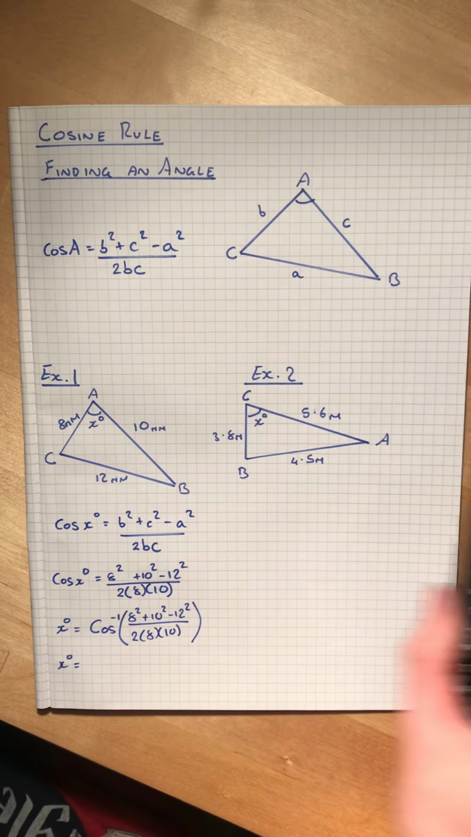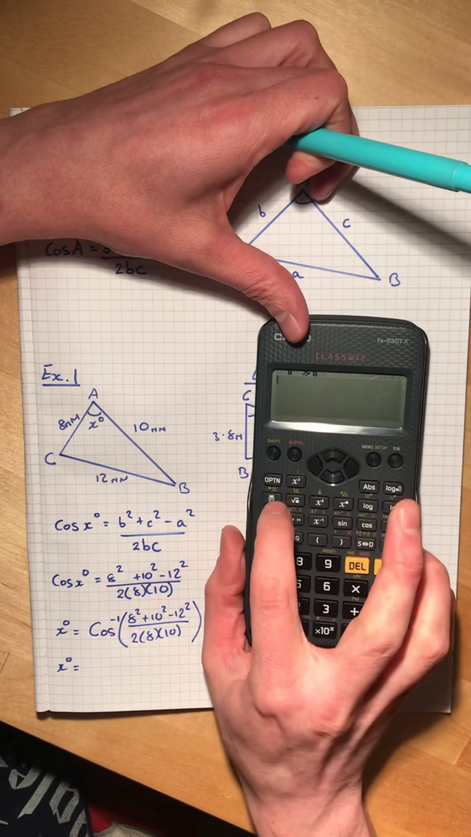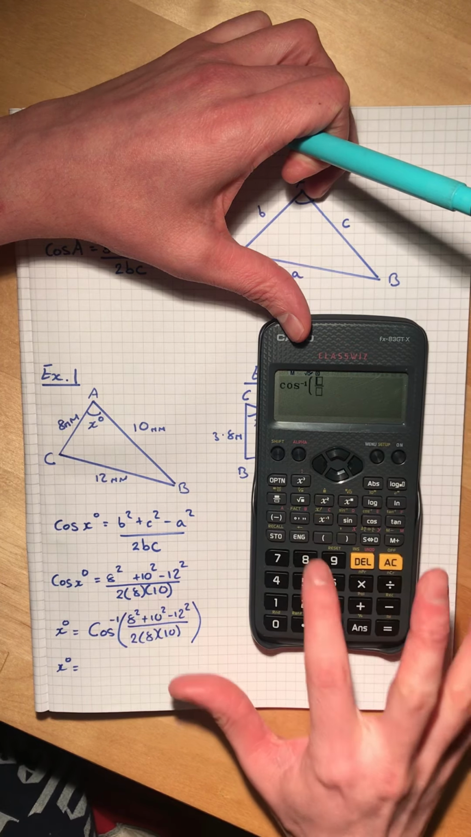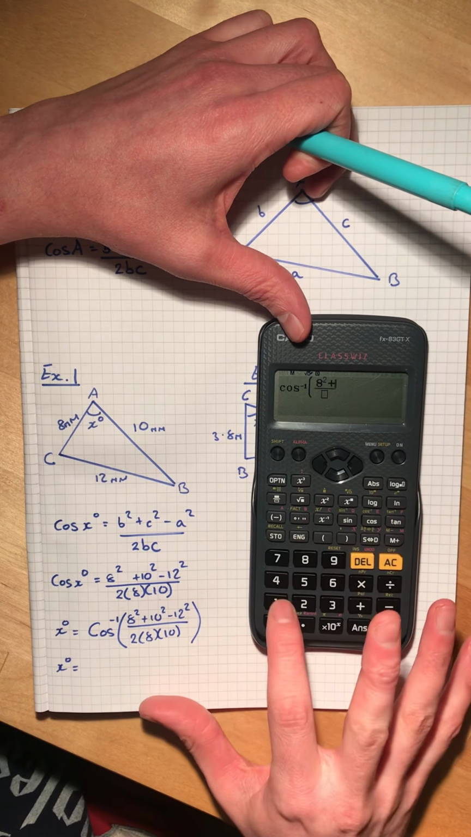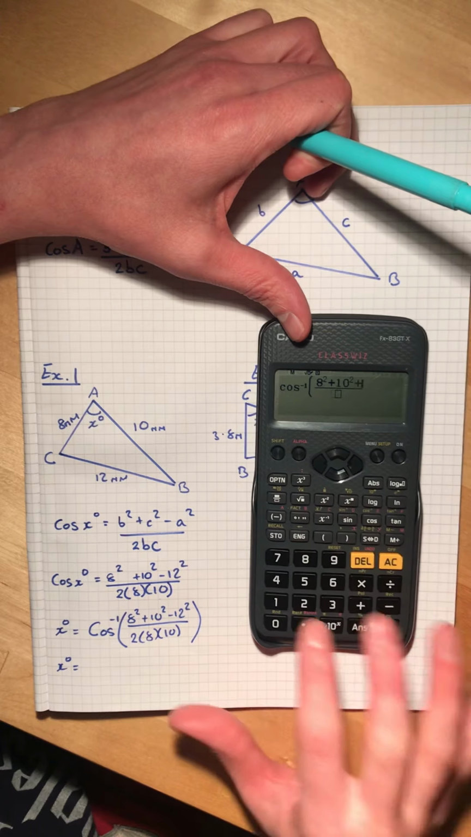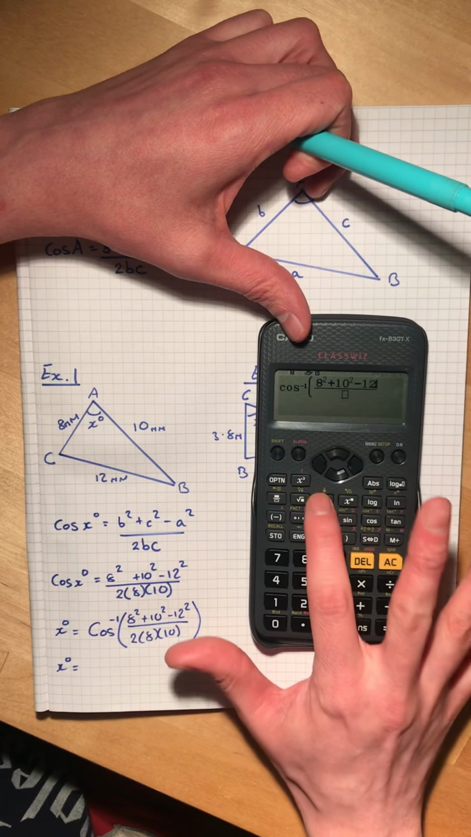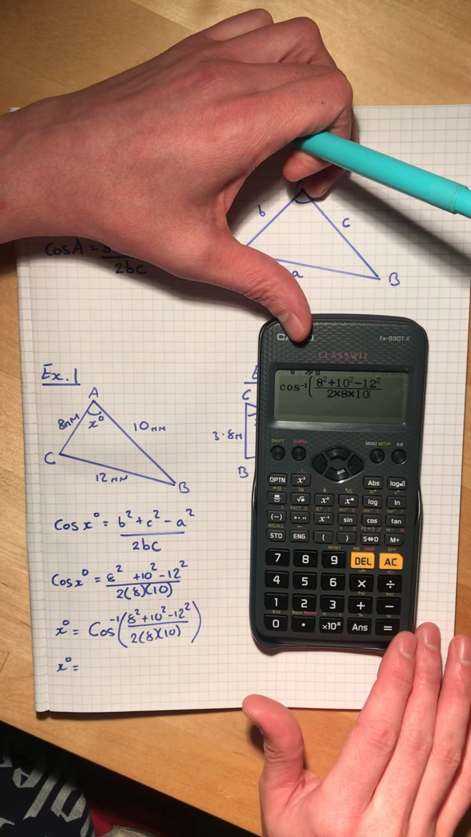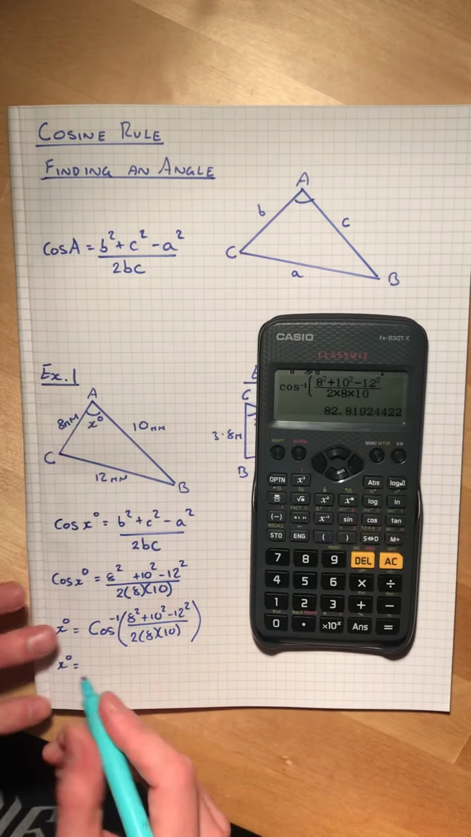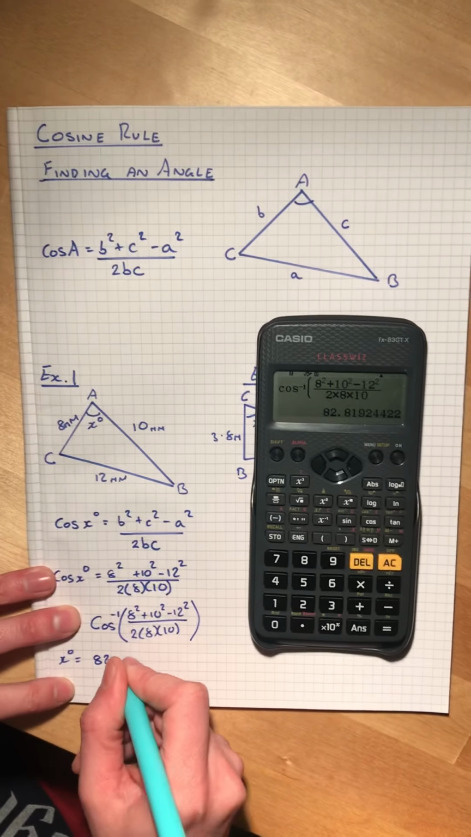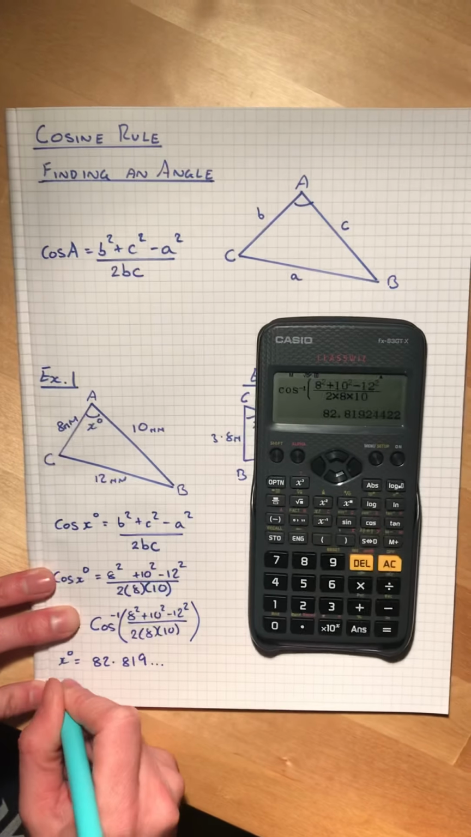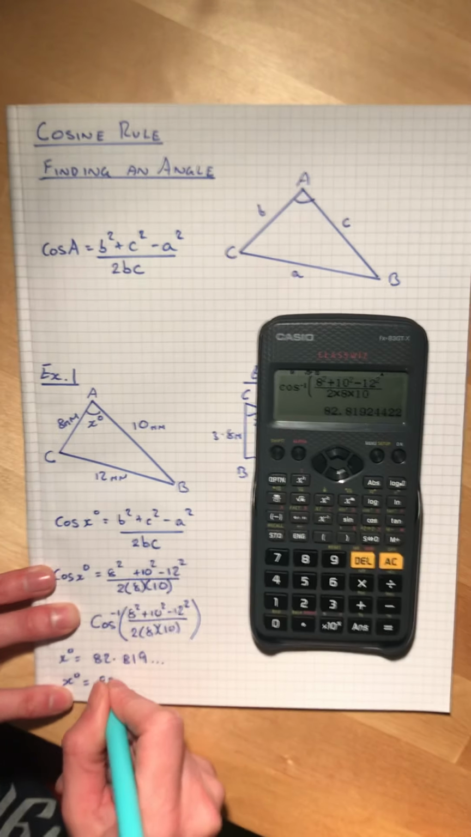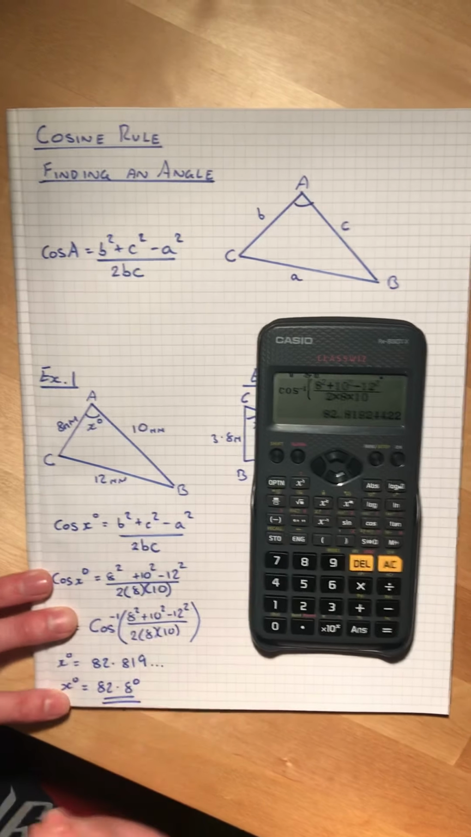We can get our calculator. So we can do shift cos to get cos to the minus 1 of 8 squared plus 10 squared minus 12 squared, all divided by 2 times 8 times 10, which gives us 82.819, which rounded to one decimal place is going to be 82.8 degrees.